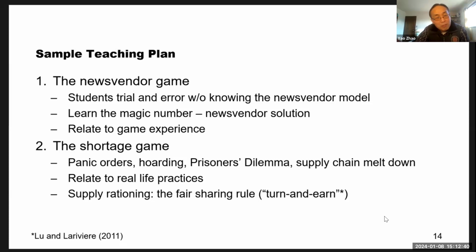Now, the benefit of combining these two games, the newsvendor game with the shortage game, is that students will learn the difference between these two games. For example, in the shortage game, initially they will try to apply the newsvendor solution, which of course doesn't work. So by contrasting the newsvendor with the shortage game, students can better grasp the different mindset in each situation.